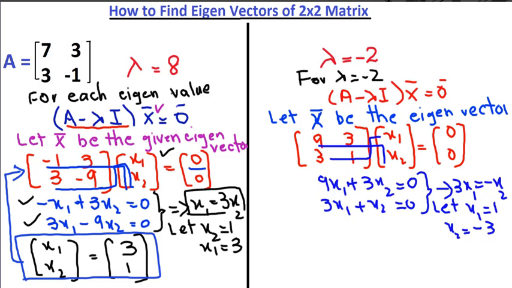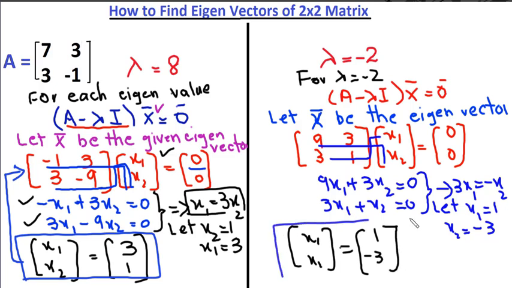So in this case, the eigenvector x1, x2, as we have assumed above, equals x1 is 1 and x2 is minus 3. Keep in mind that eigenvectors can never be 0. Here we have got the eigenvectors corresponding to lambda equals 8 and lambda equals minus 2.